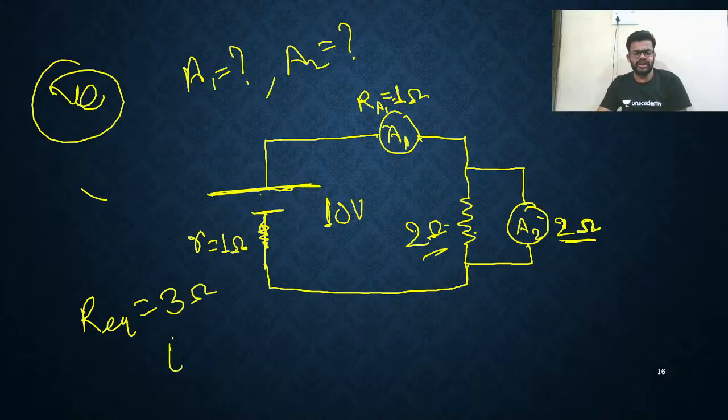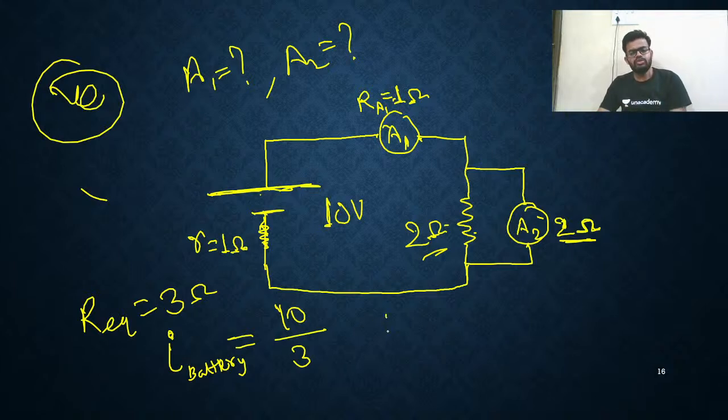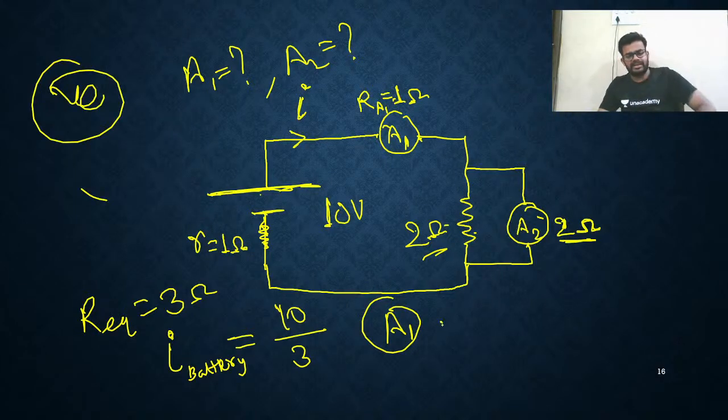So the total current flowing through the battery is V by R, that is 10 volt divided by 3. So the reading of ammeter 1, since it is in the same branch where the same current I is flowing, will be 10 by 3 ampere.